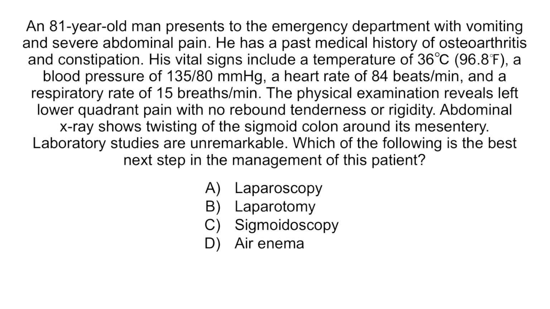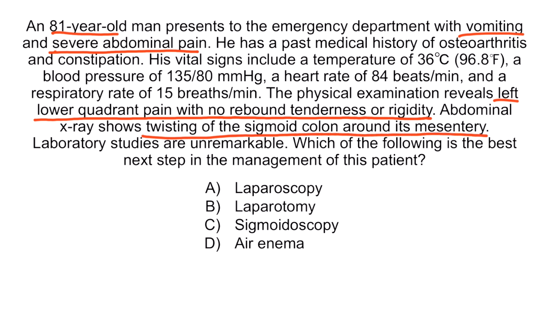A. Laparoscopy. B. Laparotomy. C. Sigmoidoscopy. D. Air enema. This elderly man presents with vomiting and severe abdominal pain. The physical exam reveals left lower quadrant pain with no rebound tenderness or rigidity. Abdominal x-ray shows twisting of the sigmoid colon around its mesentery. These are the classic signs and symptoms of sigmoid volvulus.